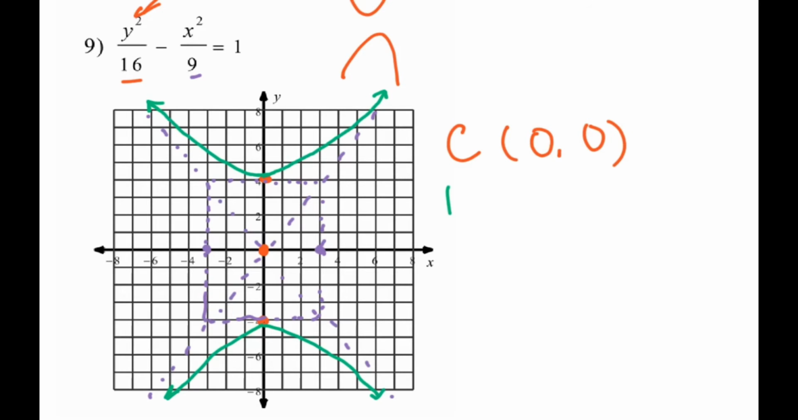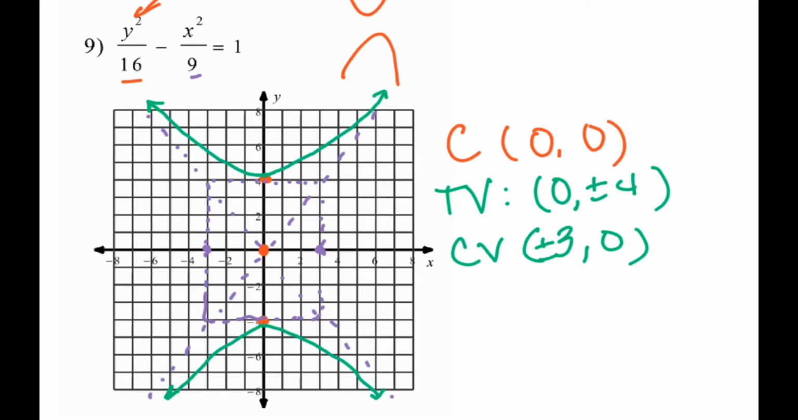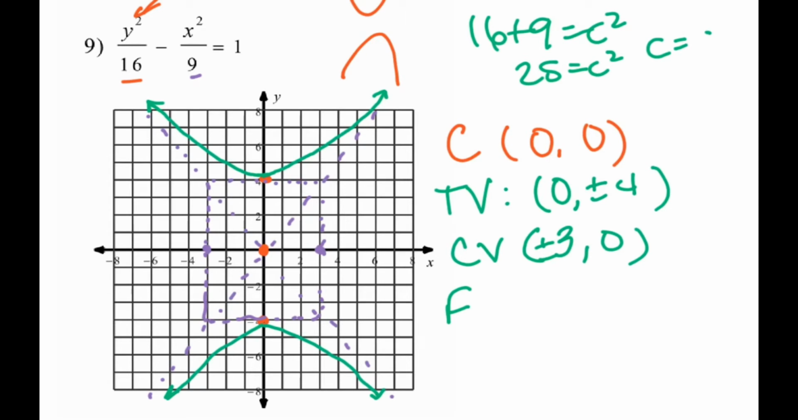Let's do our transverse vertices. That's going to be at 0 plus or minus 4. My conjugate vertices will be at plus or minus 3, comma 0. Okay, my foci: 16 plus 9 equals c squared, so 25 is equal to c squared, so c is equal to 5. So I'm going to go 0 plus or minus 5. So my foci will be right there and right there. So foci, vertex, okay, center, and that's my hyperbola.